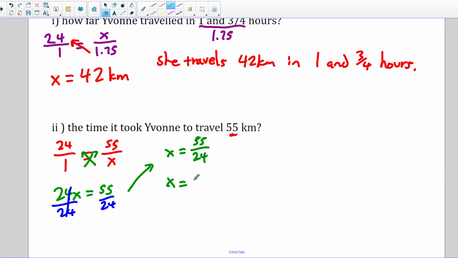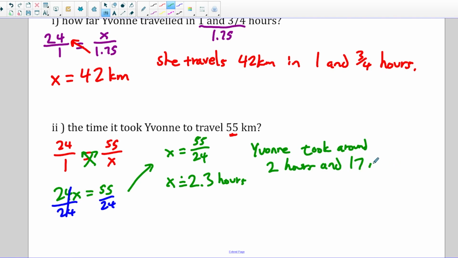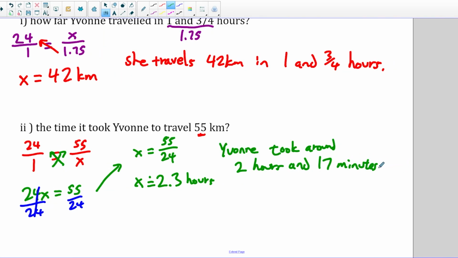If we turn this into a decimal, we get roughly 2.3. So roughly 2.3 hours, which is a little under 2 hours and 20 minutes. It's a little under a third. So roughly, Yvonne took around 2 hours and 17 minutes, we'll guess, without using our calculator. So 2 hours and 17 minutes is how long it has taken Yvonne to travel 55 kilometers.